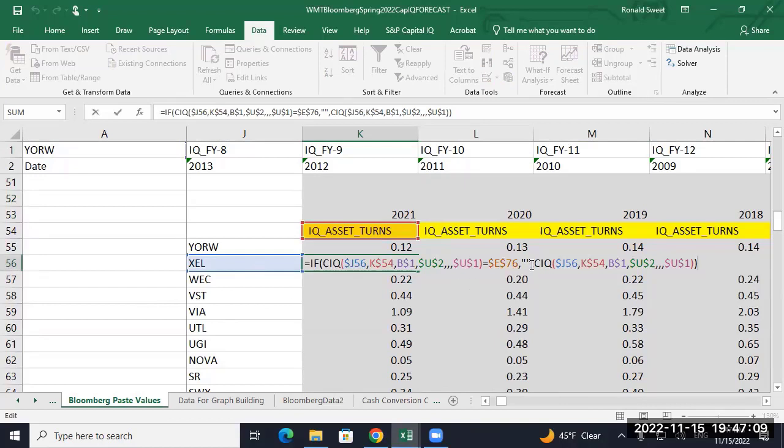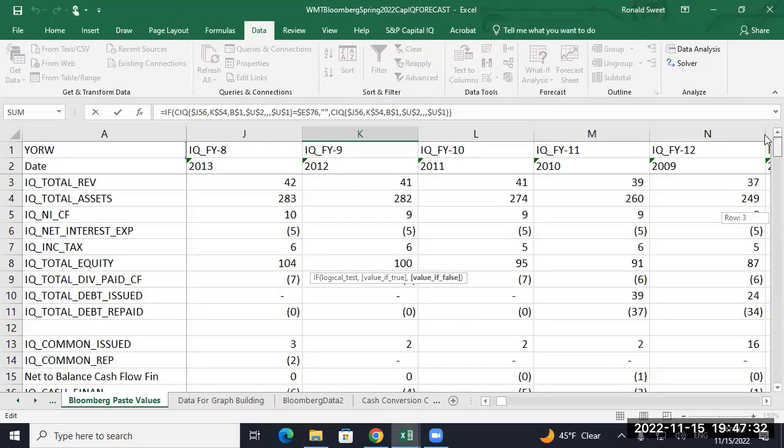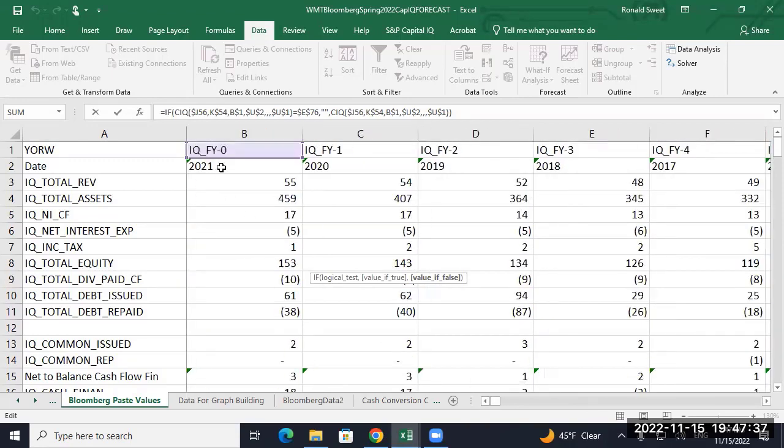So this is the formula we need. Capital IQ, CIQ. J56 is the ticker. So remember that ticker first, just like Bloomberg. K54 is the account, just like Bloomberg. That's no issue. B1 is, I think, a date or something. B1 is the year, full year 0, which means the current year.